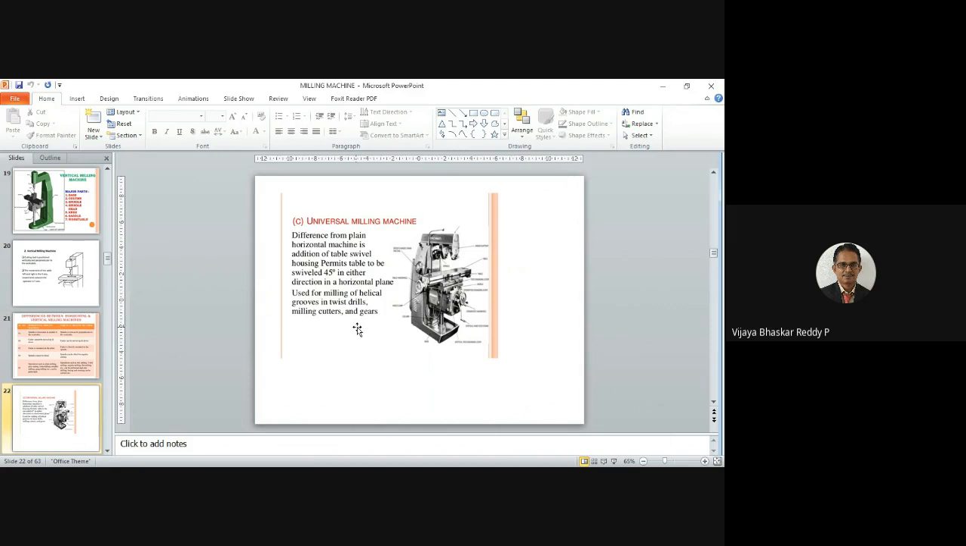So this is the universal milling machine. Compared with the others, the universal machine is somewhat different. Compared with the plain horizontal machine, it has an additional table swiveling. The table can be swiveled around 45 degrees in either direction in the horizontal plane. It is usually used for milling helical grooves, twist drills and milling cutters, and for gear cutting purposes.